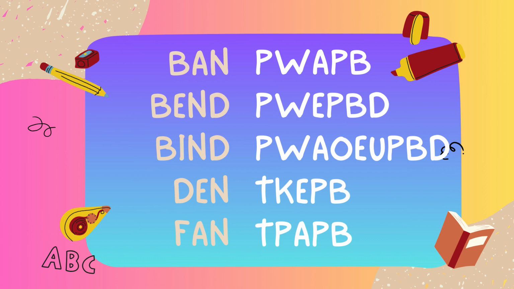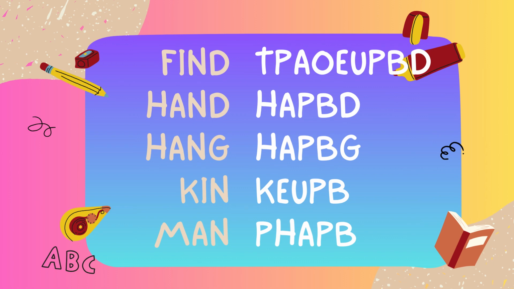Okay, let's try to practice writing these words. Ban, bend, bind, den, fan. Ban, bend, bind, den, fan. Ban, bend, bind, den, fan. All right. Okay, we have another set of words.